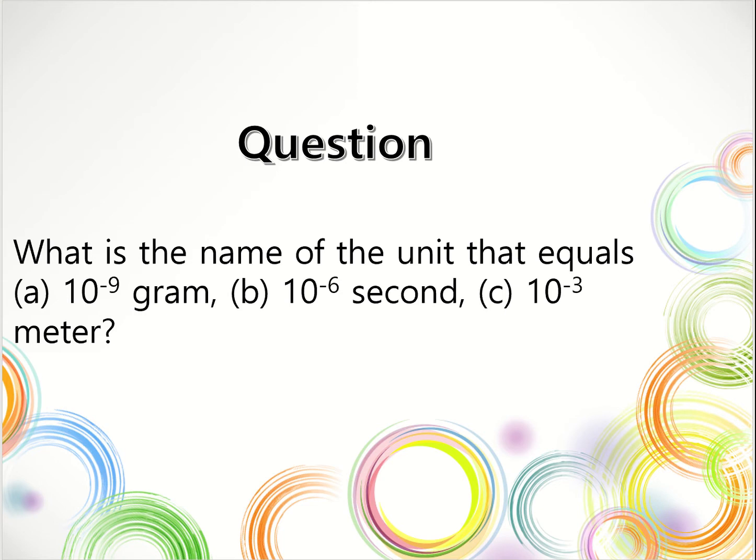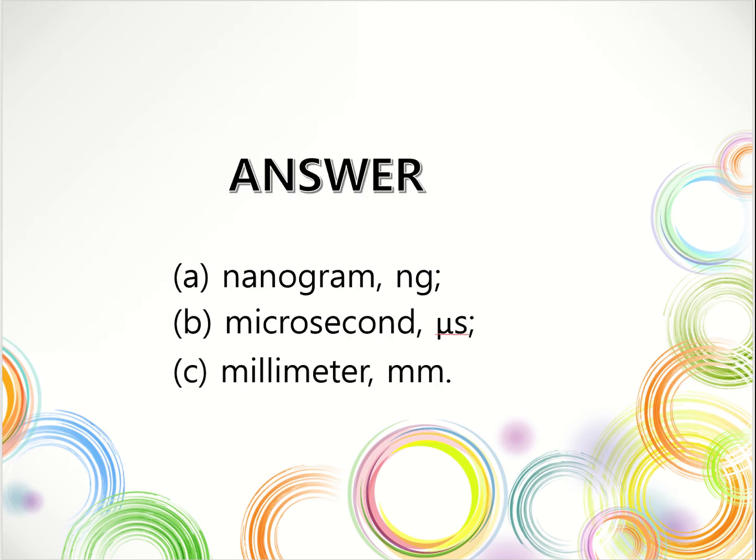So our first question is, what is the name of the unit that equals A, 10 to the minus 9 gram, B, 10 to the minus 6 second, or C, 10 to the minus 3 meter? Pause, take a second, try to recall before you go back or proceed. All right, if you had A as nanogram, B as microsecond, μs, or C as millimeter, mm, then you would have been correct.